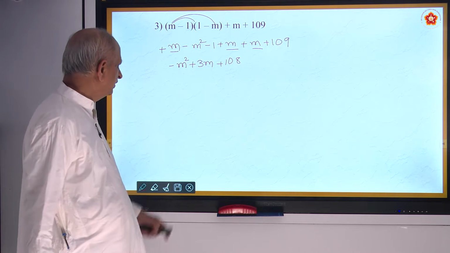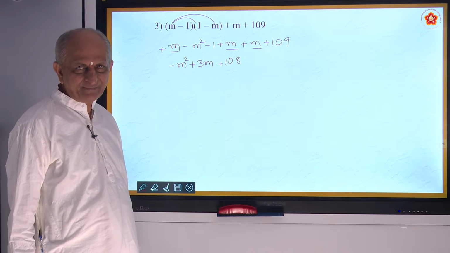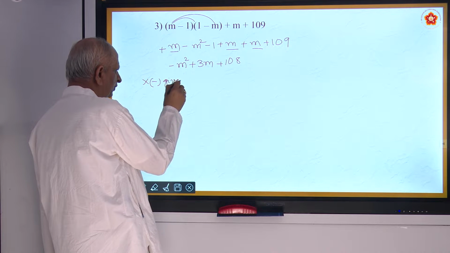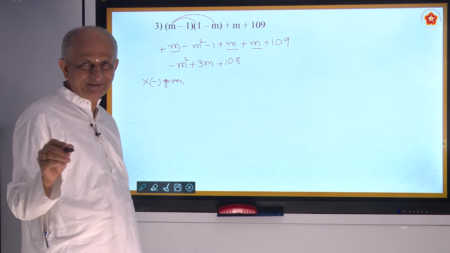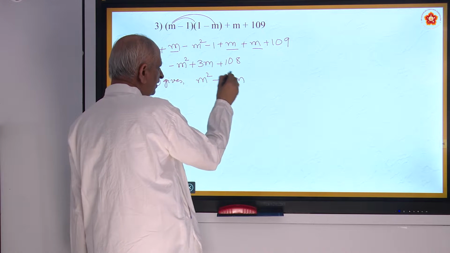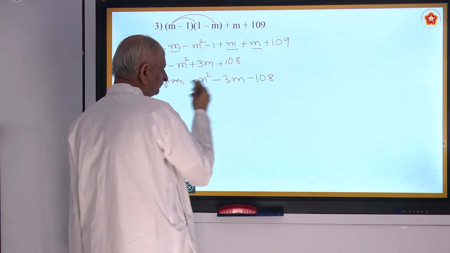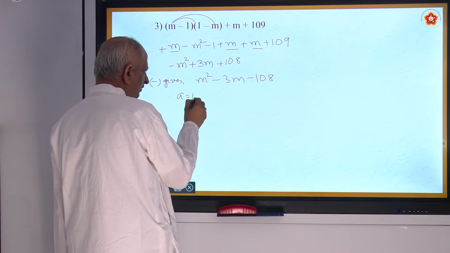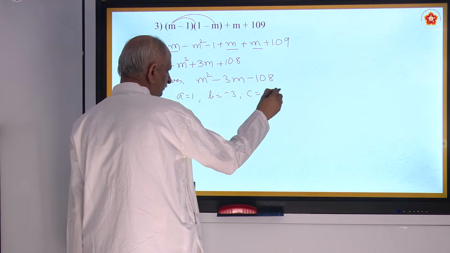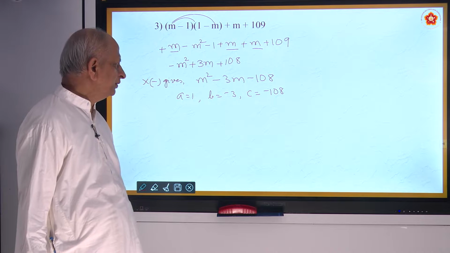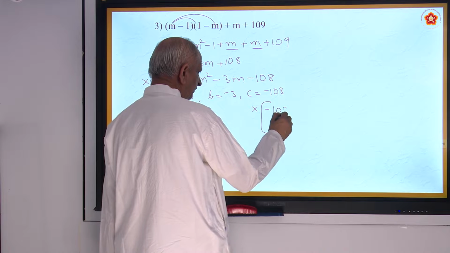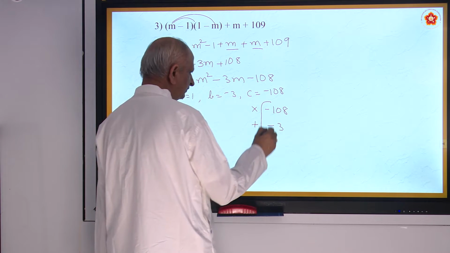Is it not? This minus m squared will not have a root, right? So multiply throughout by minus. Why are you multiplying? To make it plus, then only we can find the root. So you have m squared minus 3m minus 108. Now here a is equal to 1, b is equal to minus 3, c is equal to minus 108. On product, you have minus 108. On addition, you have minus 3.